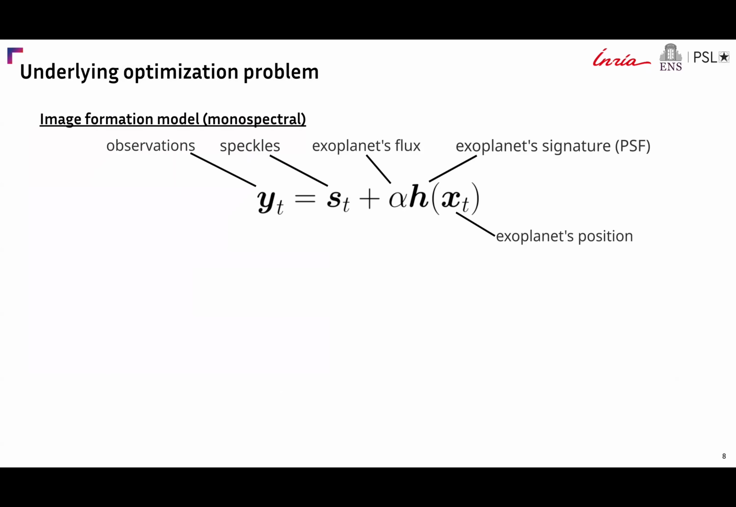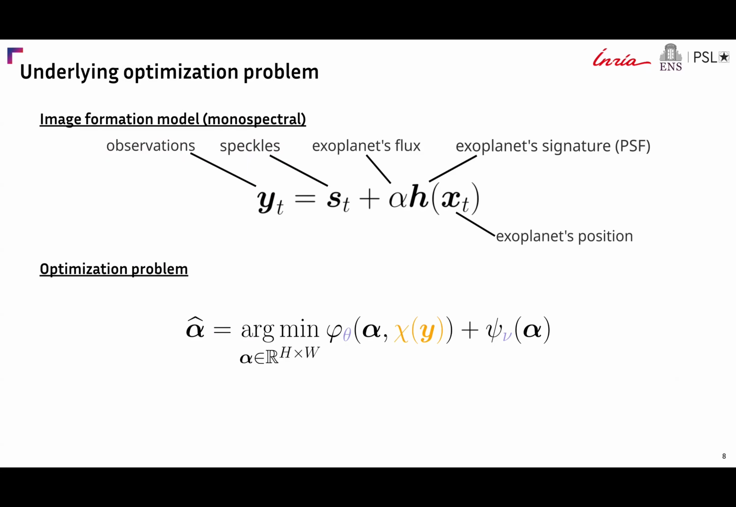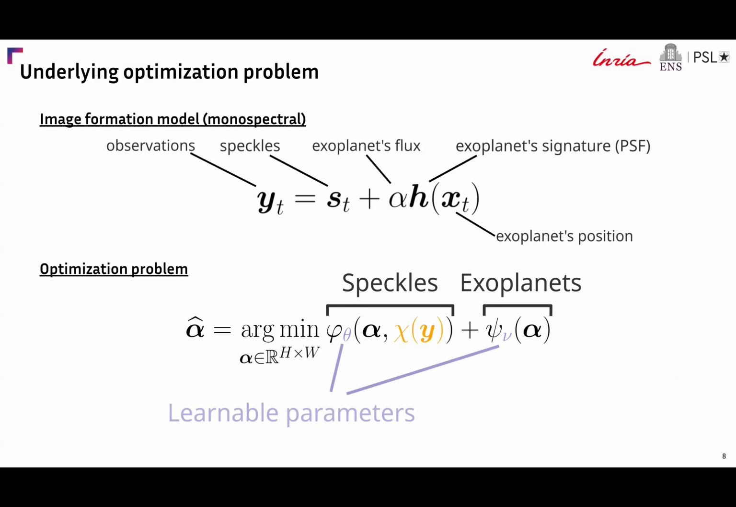The image formation model is an additive model, and in this problem we try to recover the flux alpha of the exoplanets. The architecture of our model is guided by solving an optimization problem with two terms. The first term relates to the speckle, and the second term is a learned prior on the exoplanet signal. This optimization problem involves both learnable parameters and estimator parameters that depend on the observation.